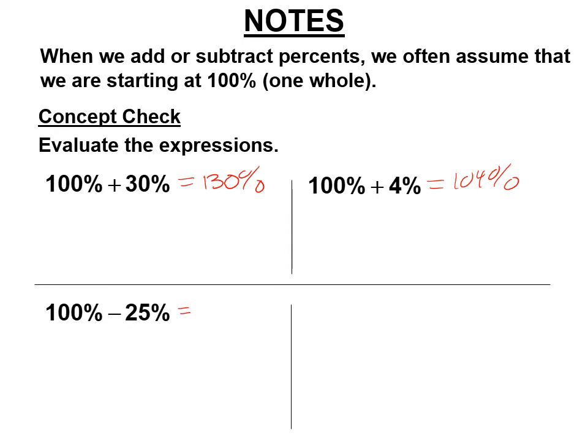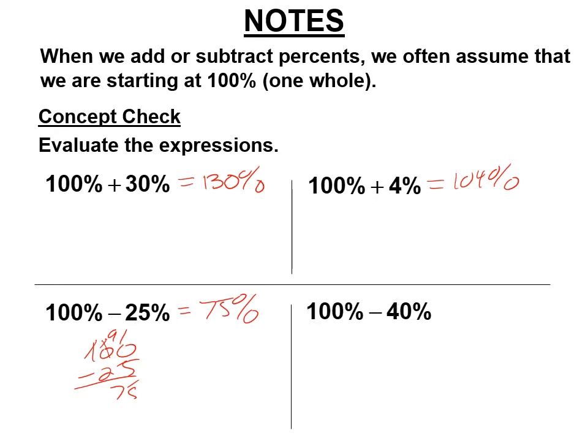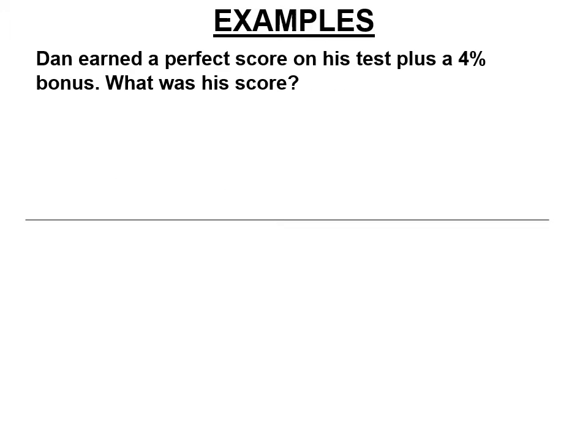100% minus 25%, all right, hopefully you can do it in your head, but it's 75%, right? 100 minus 25, we're going to borrow, and you're going to get 75. 100% minus 40% is 60%, right? 100 minus 40. Well, again, if you have to do this, fine, but 10 minus 4 is 6. So we're going to use that today. Dan earned a perfect score on his test plus a 4% bonus. What was his score? A perfect score is 100%. So he must have gotten 104% on his test.